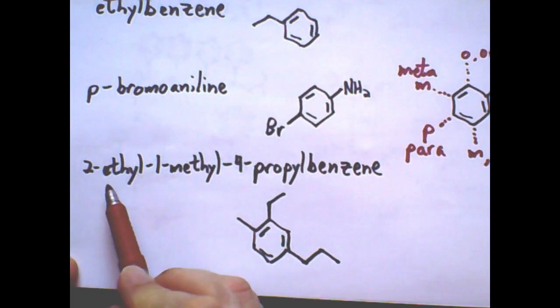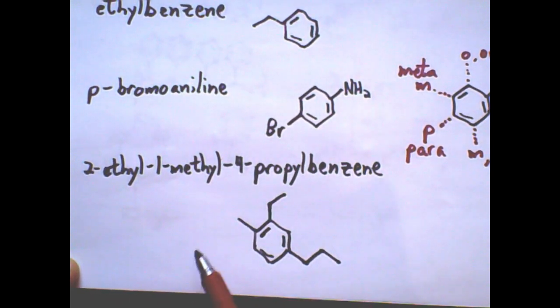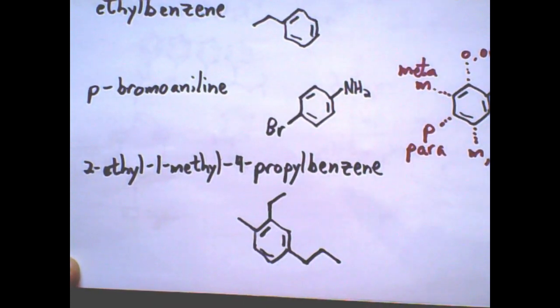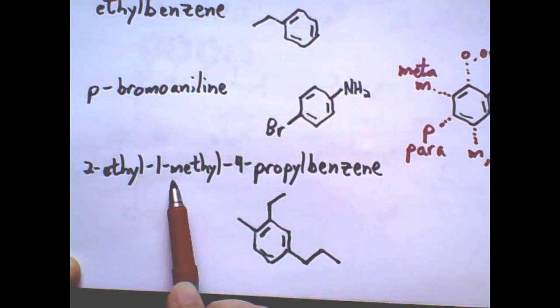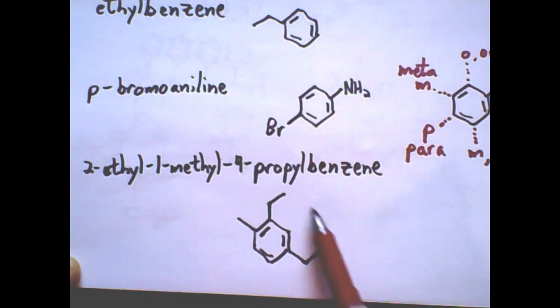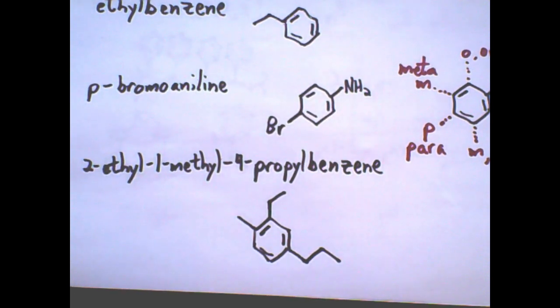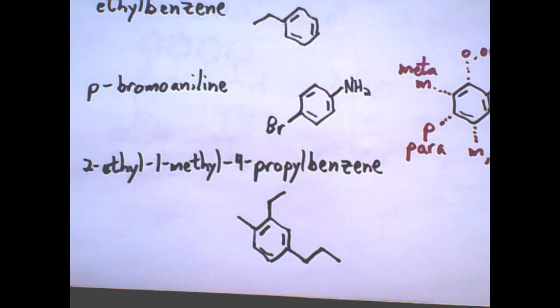You may think, why doesn't it go 1, 2, then 4? Or why doesn't it go methyl small, ethyl bigger, propyl biggest, or the other way around? And the rule is you do it in alphabetical order, and E comes before M, comes before P. So the numbers get out of order, but the names of the constituent groups are in alphabetical order.